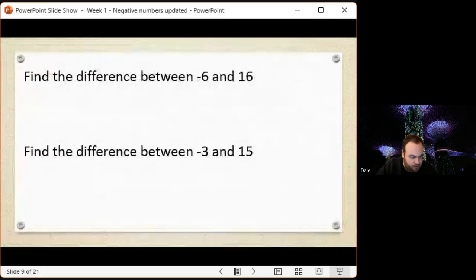Oh, gosh. Losing my space. We've got 2 more questions here. Who can find the difference between -6 and 16? I'm going to ask Govinda. Govinda, can you unmute, please? The difference between -6 and 16.